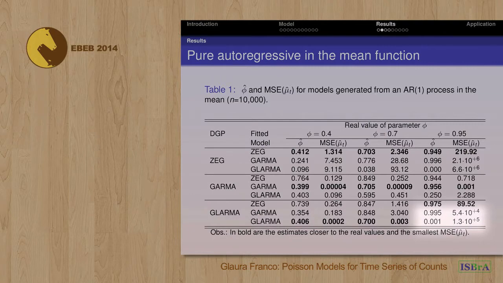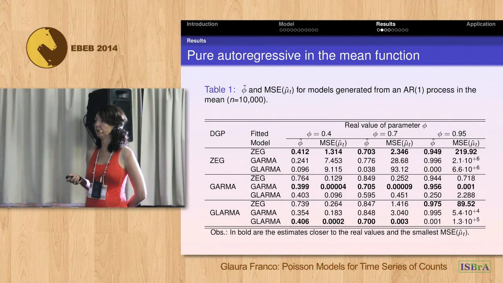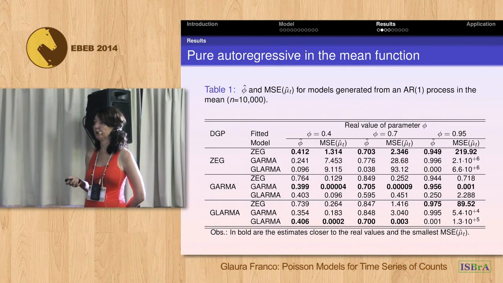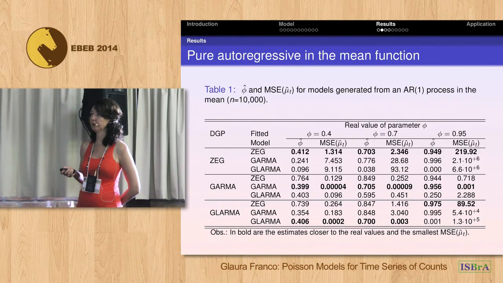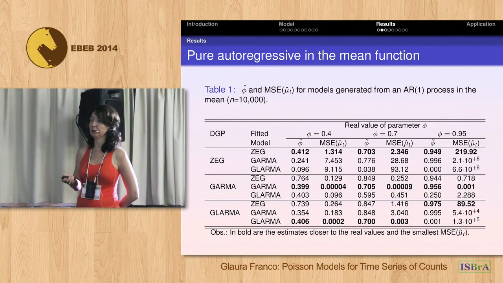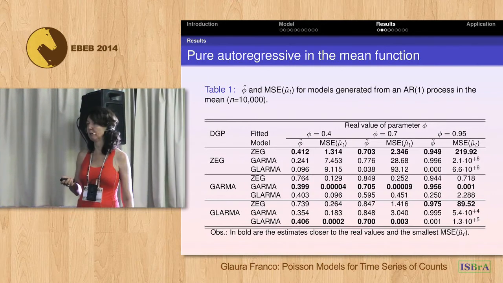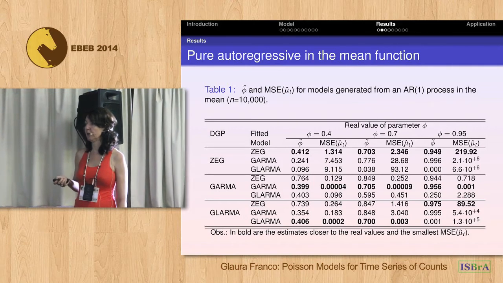But here we can see that the Glamour model has some problems when phi is close to the non-stationary region. It cannot estimate properly the parameters, even when the series was generated from the Glamour model. So we have this problem here.